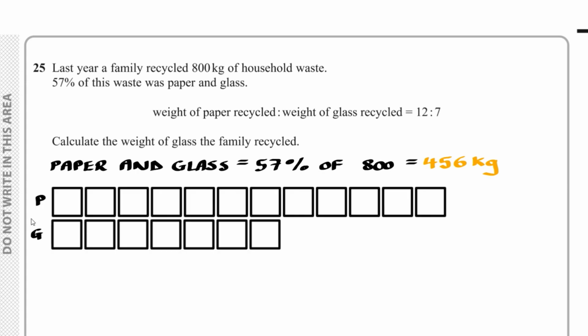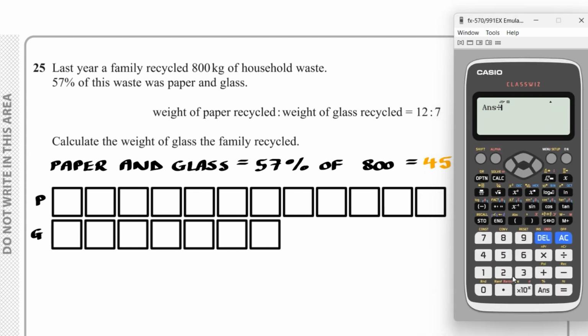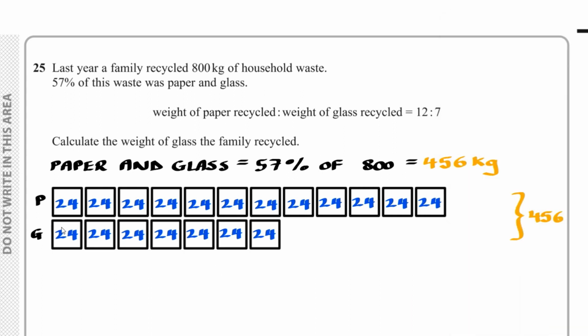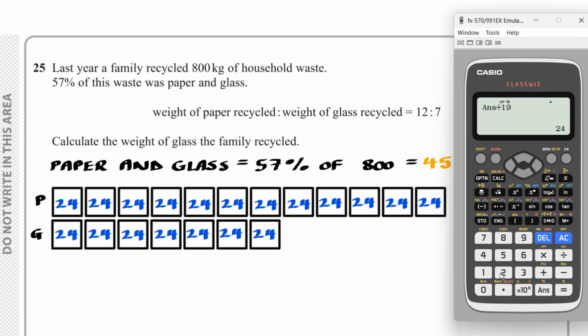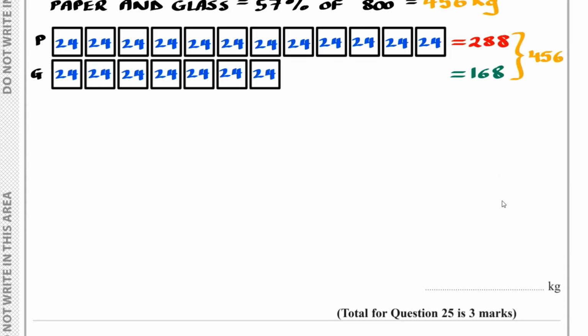Now, I've got this ratio 12:7 for paper and glass. I know that the total is equal to 456. Now 12 plus 7, that's 19. So I've got 19 parts altogether. So if I do this value divided by 19, I get 24, which means each part is worth 24. So for paper, the total will equal 24 times 12, which is 288. And for glass, that will be 24 times 7, which is 168. So in total, we've got 168 kilograms.